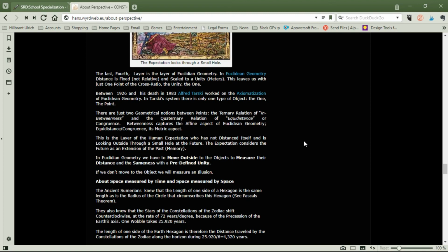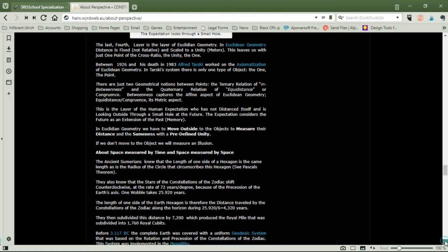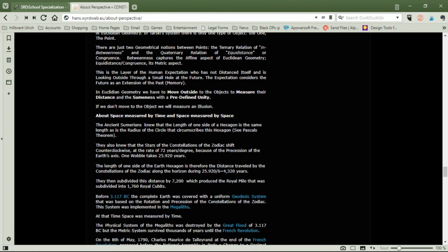All right, moving on. This is the layer of human expectation who has not distanced itself and is looking outside through a small hole at the future. The expectation considers the future as an extension of the past. It's the observer principle. This is how you can manifest. This is how things in the past can be affected by your expectation of the future. In Euclidean geometry, we have to move outside to the objects to measure their distance and the sameness with a predefined unity. If we don't move to the object, we will measure an illusion.